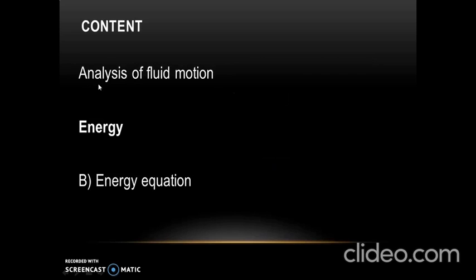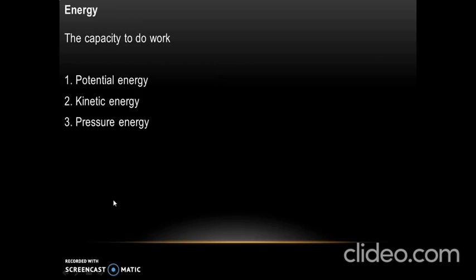In this presentation, we will learn how to analyze fluid motion. But before that, we will find out what is energy and what is energy equation. Energy is the capacity to do work. There are three types of energy. First one is potential energy, second is kinetic energy, and third one is pressure energy.